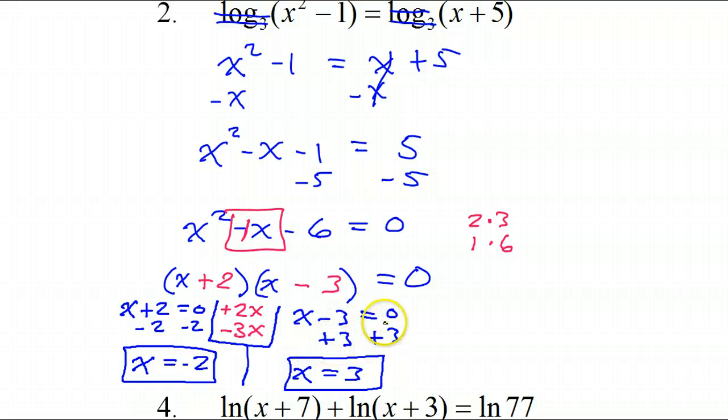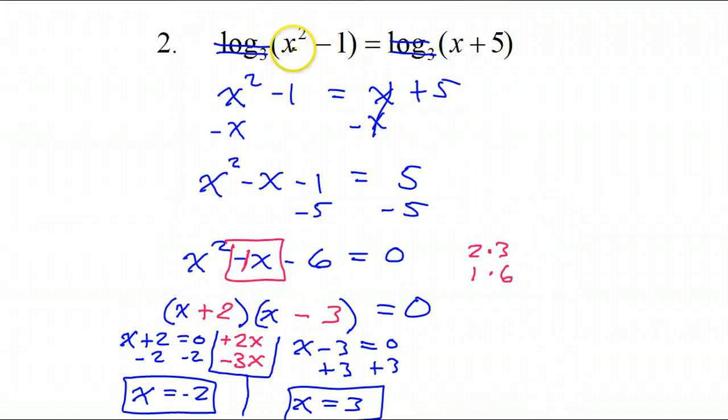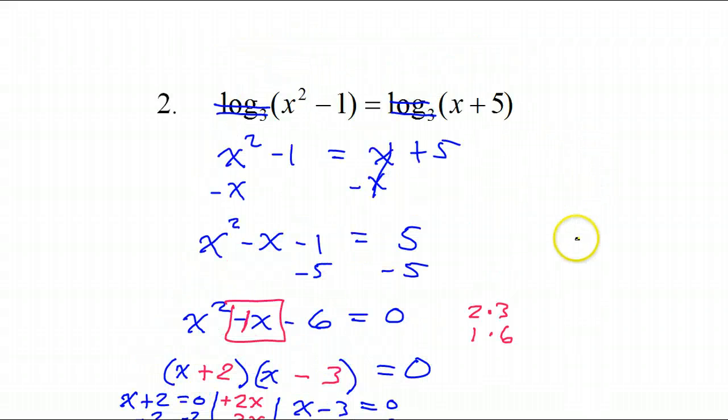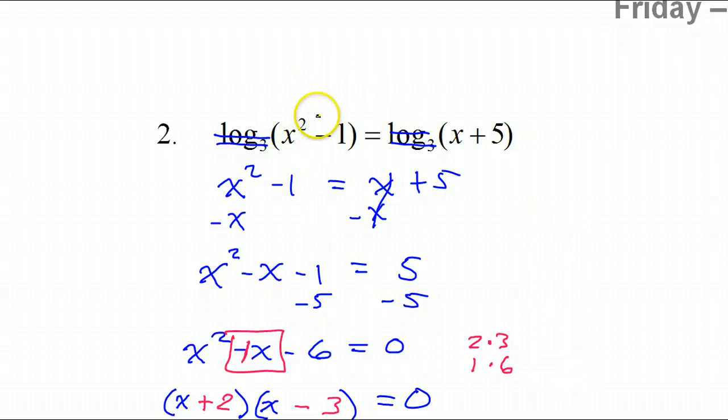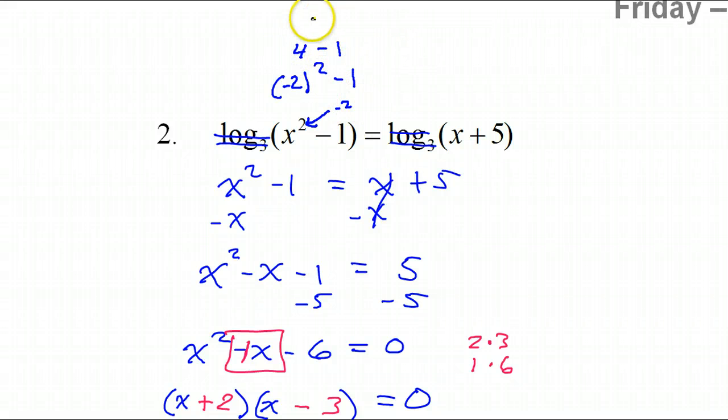Now, remember, you cannot take the log of a negative number. That does not mean that negative 2 is automatically extraneous and we're going to throw it out. What it means is we have to plug it back in and see if we get a negative number after we plug it in. So let's look at this negative 2 first. If I plug in negative 2, imagine I put a negative 2 right there. What's going to happen? Well, I will have negative 2 squared minus 1. Well, that is 4 minus 1, which is 3.